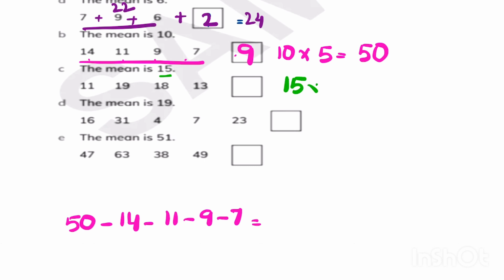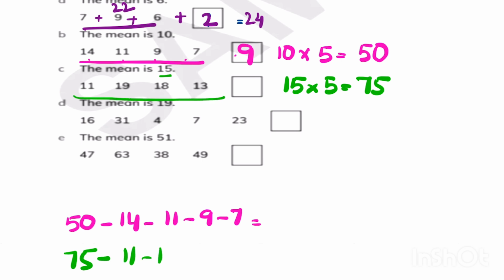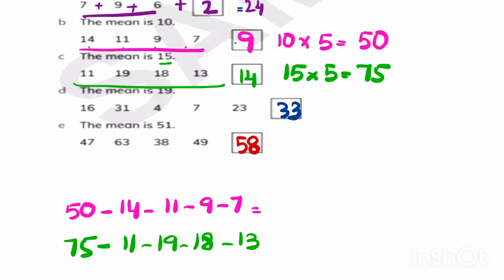15 is our mean and we have a total of 5 values, so 15 times 5 is 75. Now I'll subtract all the given values from 75. 75 minus 11 minus 19 minus 18 minus 13, and then I will get my last number, which is 14. I leave the answers of D and E. Try to practice it yourself.